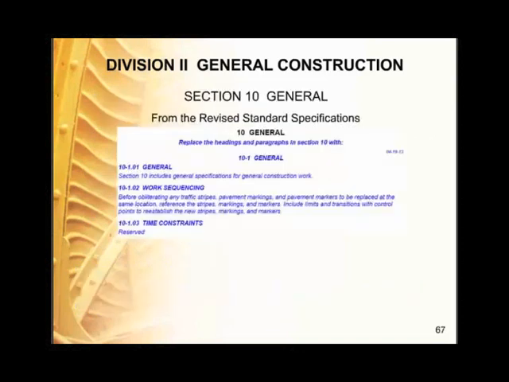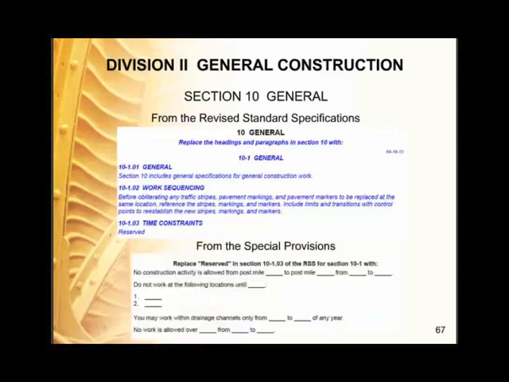Okay, and within the revised standard specifications, we've added some headings and some general specifications for Section 10. Section 10 includes general specifications for general construction work. We have the work sequencing, and we also have a reserve section for time constraints. And from the special provisions, in here is where we put any constraints. For example, no construction activities allowed from post-mile blank to post-mile blank. This is where we would put, like, if you had migratory birds or something, it would go here. It applies to many sections of the standard specifications.